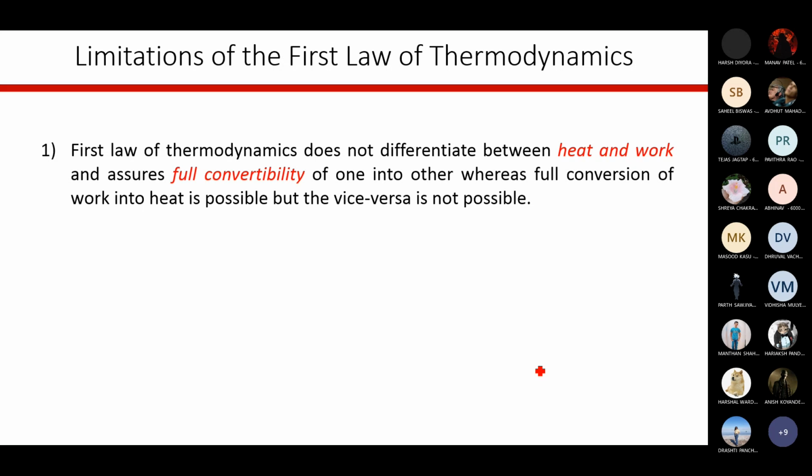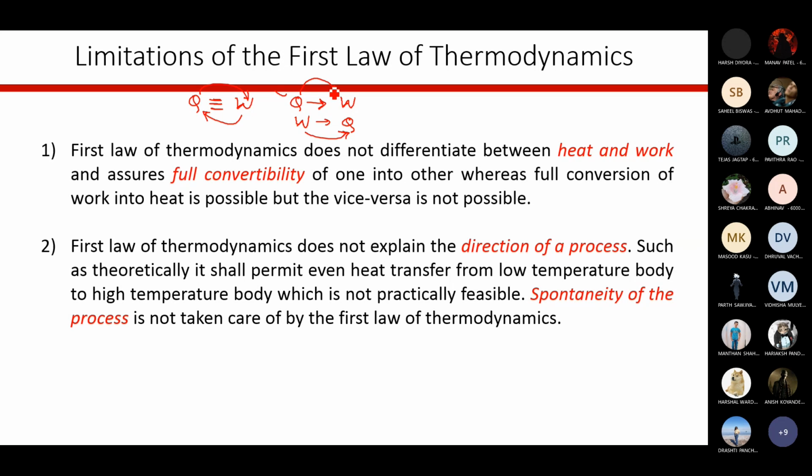The first law of thermodynamics does not differentiate between heat and work, and assures full convertibility of one into the other, whereas full conversion of work into heat is possible, but the vice versa is not possible. So the first law says that heat and work are interconvertible. Heat can be converted to work or work can be converted to heat, but it does not talk about whether full heat can be converted to work or full work can be converted to heat. Whereas the ground reality is that heat cannot be completely converted to work. Work may be converted to heat completely, but heat cannot be converted completely into work, because heat is a low grade energy and work is a high grade energy. So this is the major limitation of the first law of thermodynamics.